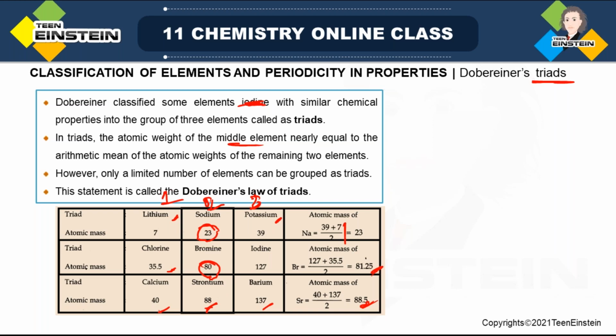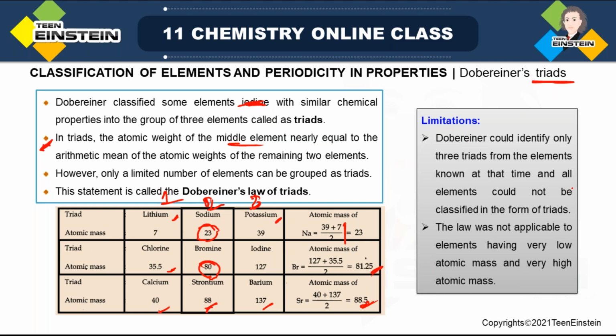However, only a limited number of elements can be grouped as triads. It is not that you can do it for all the elements. No, that is not the case. It is only for some limited number of elements. As each group contains a total of three elements, this statement, the second statement, that in a triad the atomic weight of the middle element is the arithmetic mean of the other two, is called Dobereiner's law of triads. Okay.